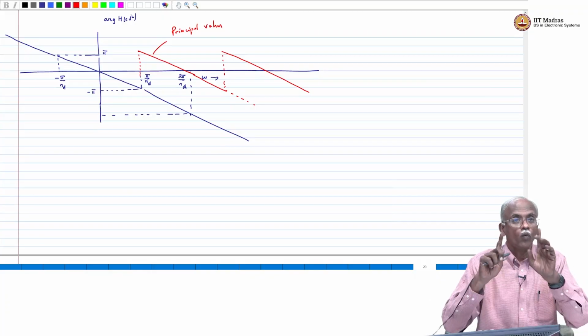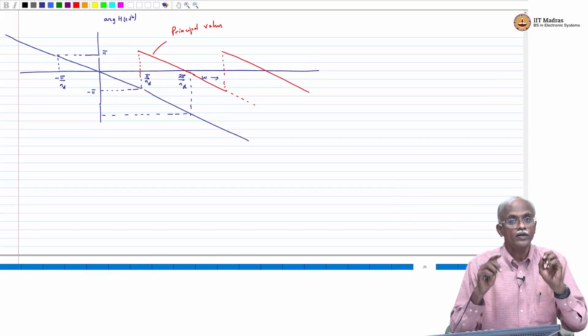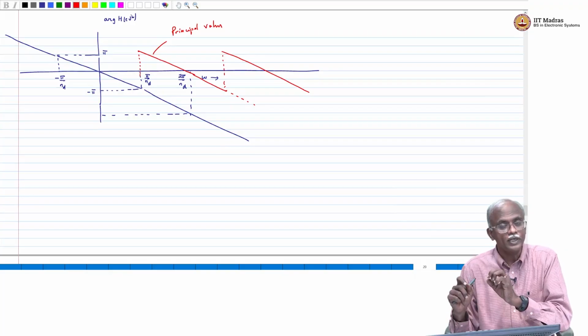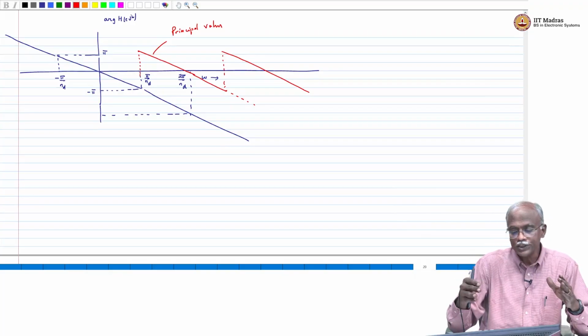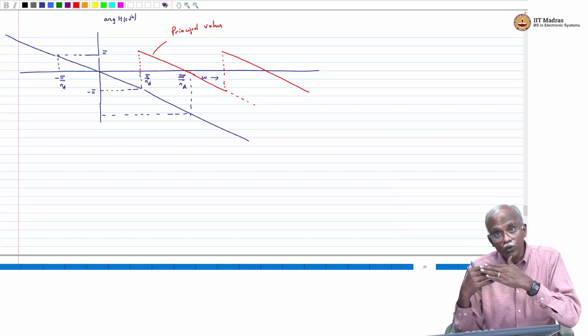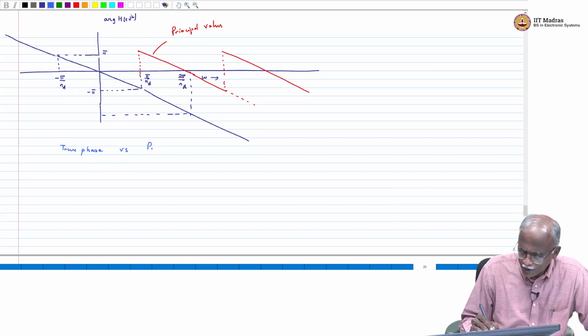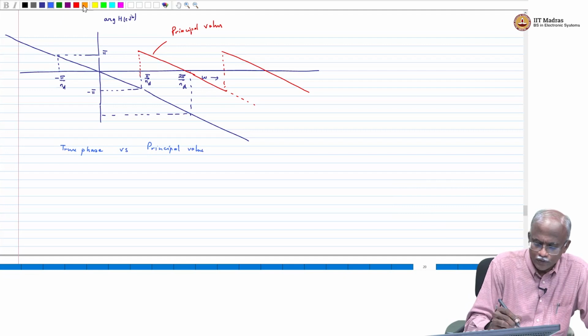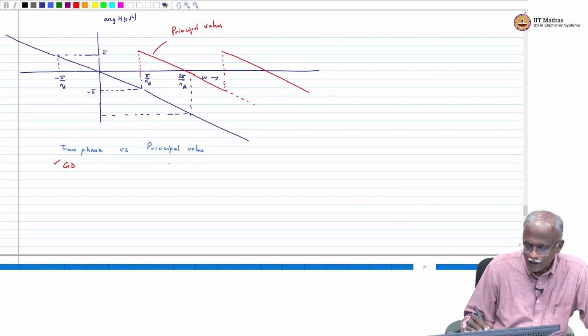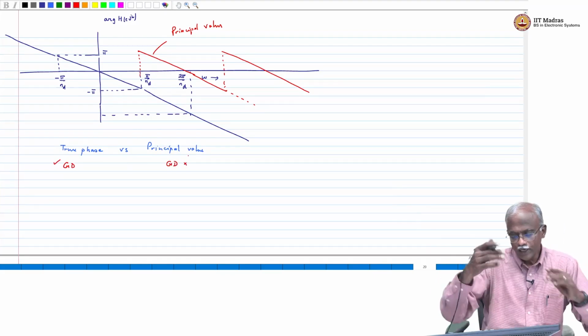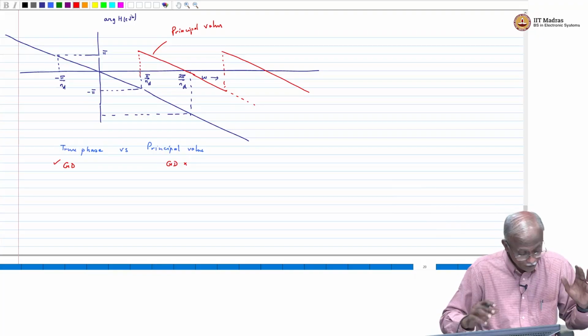So therefore, what you must do is, if you have to calculate the group delay, then first compute the true phase. So we have the true phase versus the principal value. The principal value is not suitable for computing group delay, because you will have discontinuities in your expression.